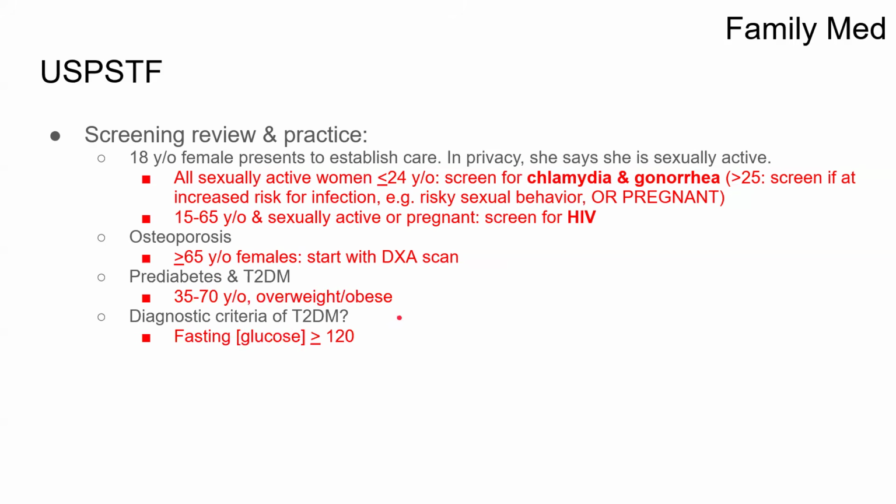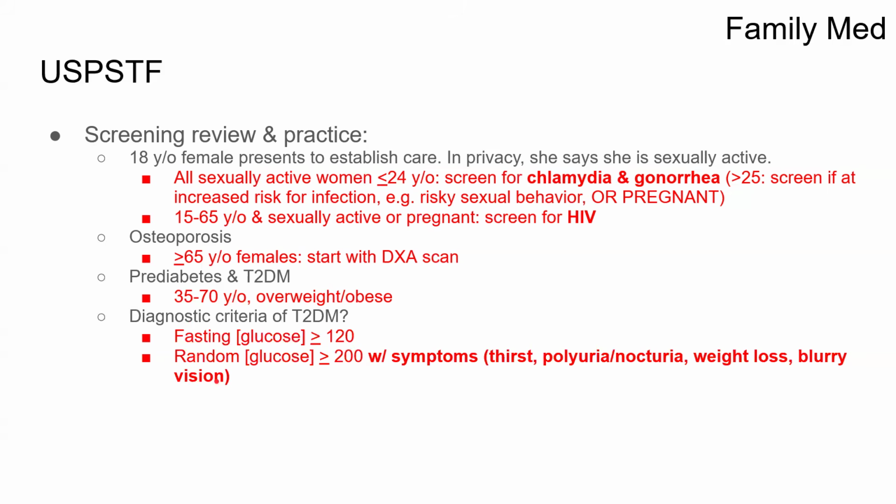So it's very universal. And so that's if there's a fasting blood glucose at least 120, or if there's a random blood glucose at least 200 with symptoms. So that includes thirst, thirsty all the time, or polydipsia where they're just constantly drinking, polyuria where they're peeing all the time, or nocturia where they're peeing at night, weight loss, or if they have blurry vision.